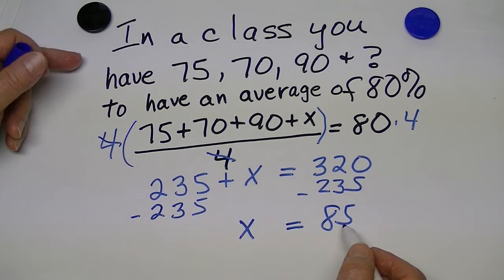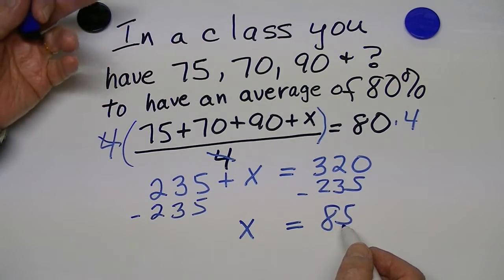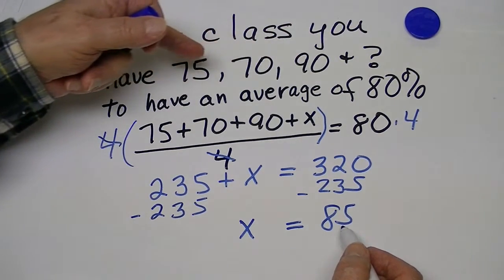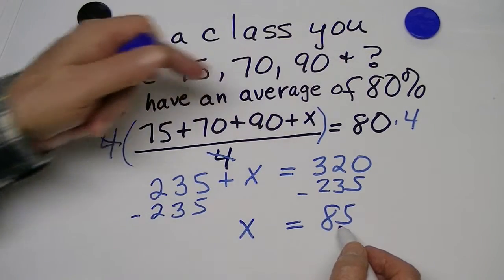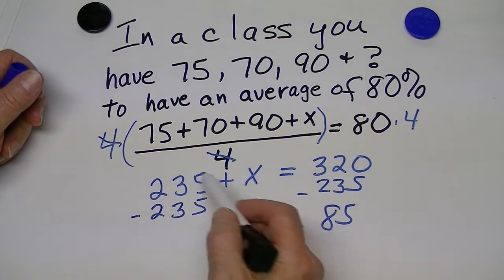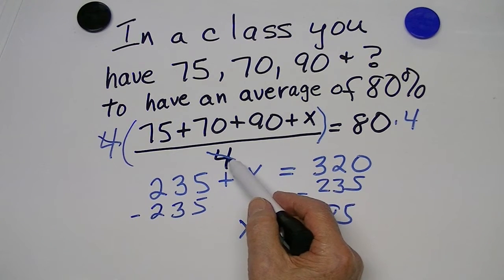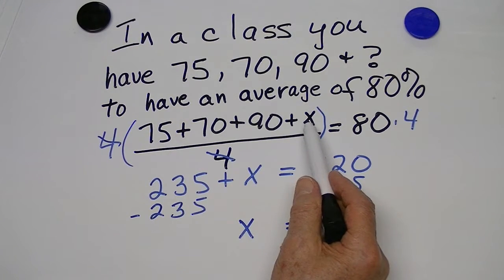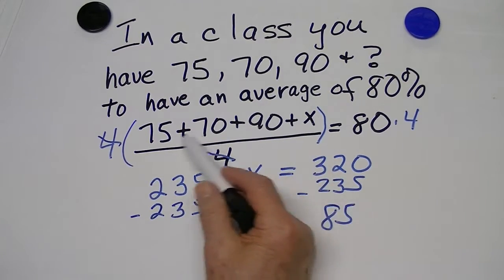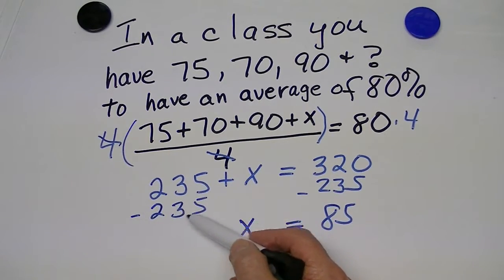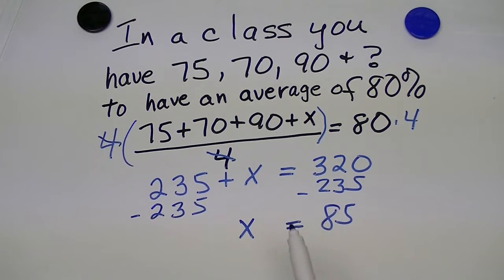So in a quick review, you have 3 scores. What would the fourth score need to be in order to get an 80% average? Well, again, you add all your scores together and divide by the number of scores. You're going to add 4 scores together. You can't add the x to these. Then subtract this from both sides, and there's your answer. Now, you might expect one like this on your test, but here's a quick little summary.